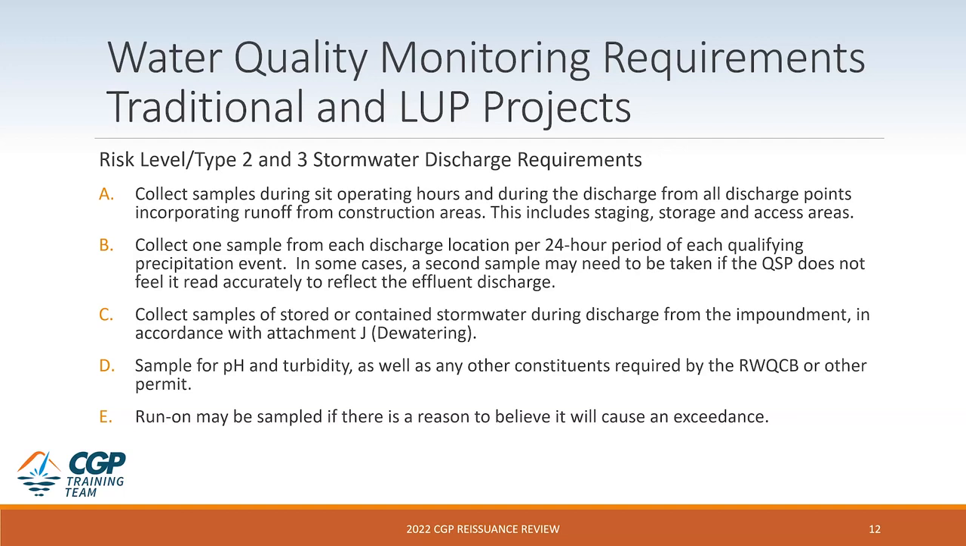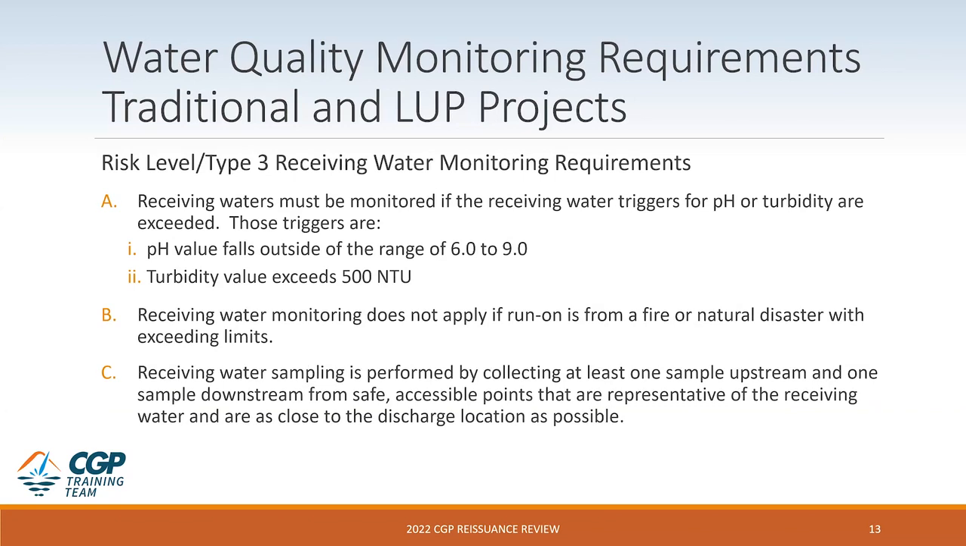Collect samples of stored or contained stormwater when it is released through dewatering, and do that in accordance with Attachment J. We sample for pH and turbidity, as well as any other constituents that may be required by the regional board or another permit. Run-on may be sampled if there is reason to believe it will cause an exceedance.